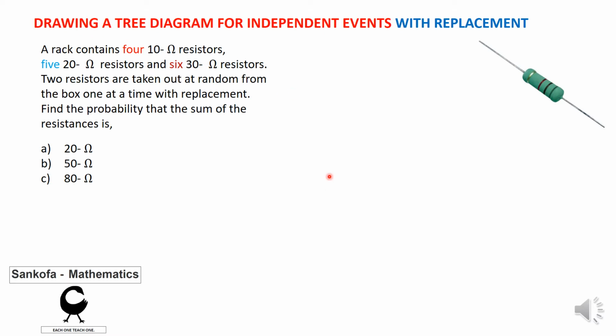All right, so the question says a rack contains 4 10 ohms resistors, 5 20 ohms resistors, 6 30 ohms resistors. Two resistors are taken out at random from the box, one at a time with replacement, taking out, putting it back. Find the probability that the sum of the resistances is 20 ohms, 50 ohms, 80 ohms. Basically, ohms is just the unit of resistance of a resistor. So this is the product that we are talking about.